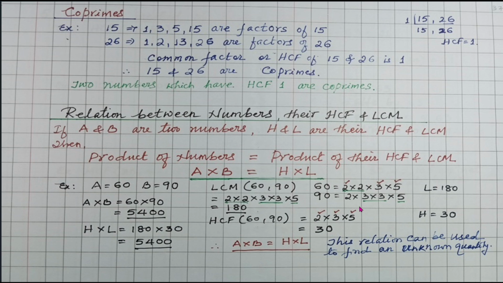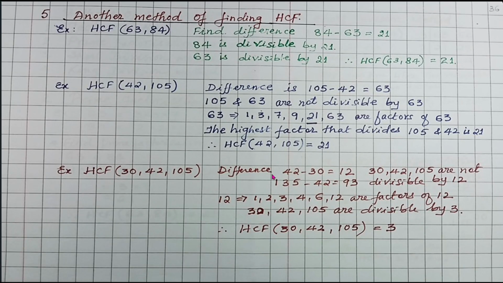Whereas for the HCF, we only take the common factors. 2 is common, 3 is common, and 5 is common. Therefore, the HCF is 30. So we have got LCM as 180, HCF as 30. When we multiply, H into L is equal to 180 into 30, that is 5400. So we find that A into B is 5400, H into L is 5400. Therefore, A into B is equal to H into L, or the product of the numbers is equal to the product of the HCF and LCM. A very important relation which can be used to find one unknown quantity. So remember this relation.